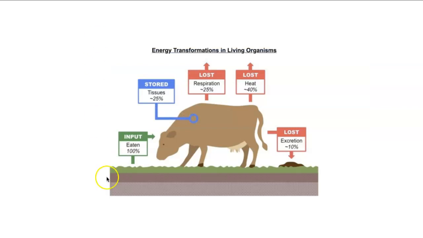This has to deal with energy loss. Okay, so energy transformation in living organisms. 100% of your energy comes from what you eat. Okay? Some of it is stored in your tissues. The rest of it is lost. It's lost through respiration. It's lost as heat, and it's lost as excretion. Okay? The majority of it is going to be lost as heat. You use energy to respire, and then energy to run your systems, excretion, the same.